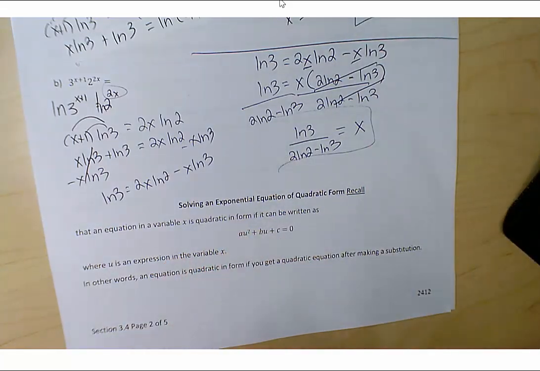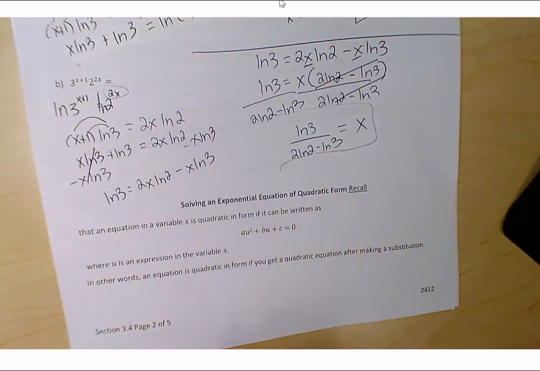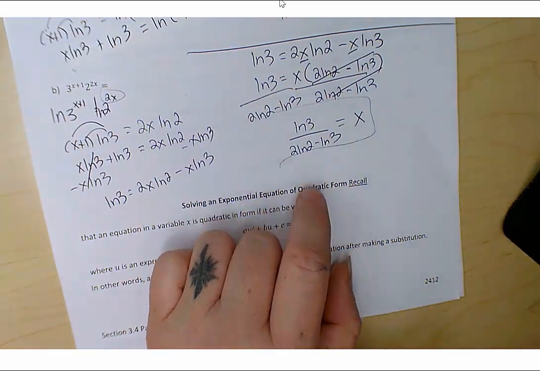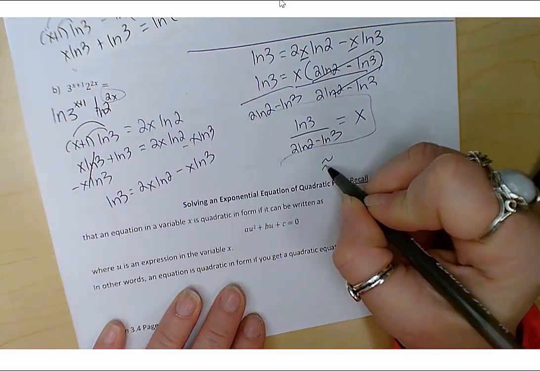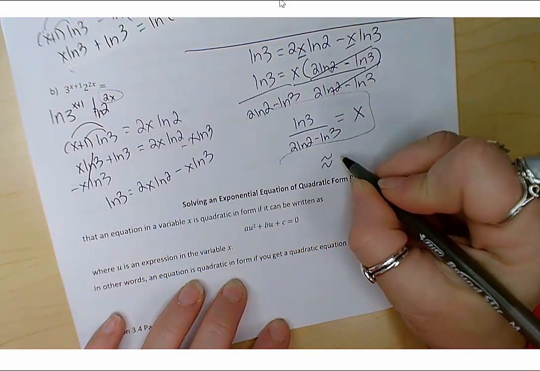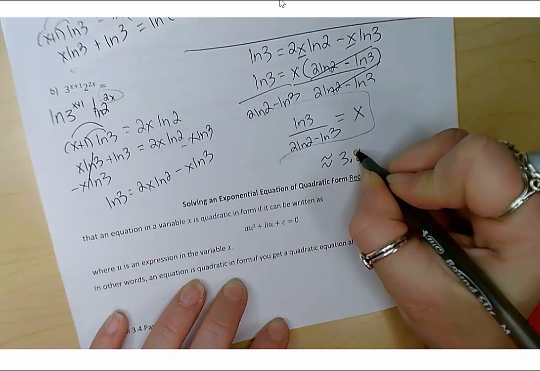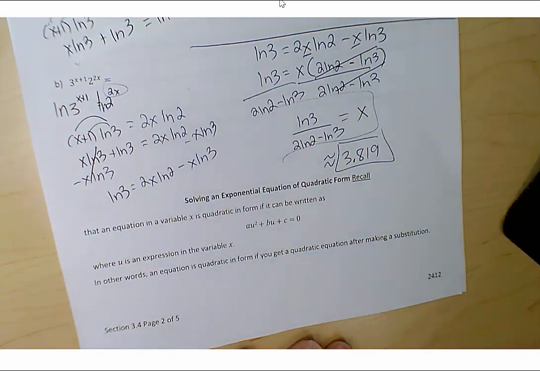Now that is as far as we can go by hand. We do need to rely on the calculator in order to do the rest of the work here. When we do plug this into the calculator though, rounding to 3 decimal places, we do get 3.819 as our solution there.